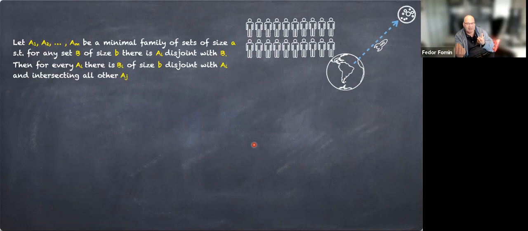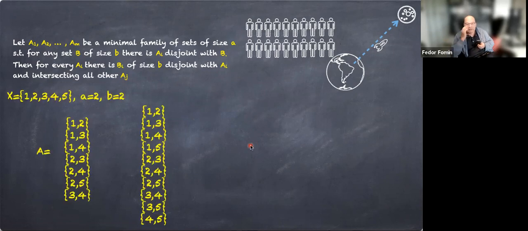Then, because this set is minimal, for every set AI, I can find a set BI of size B, which is disjoint with AI and intersecting all other sets AJ.